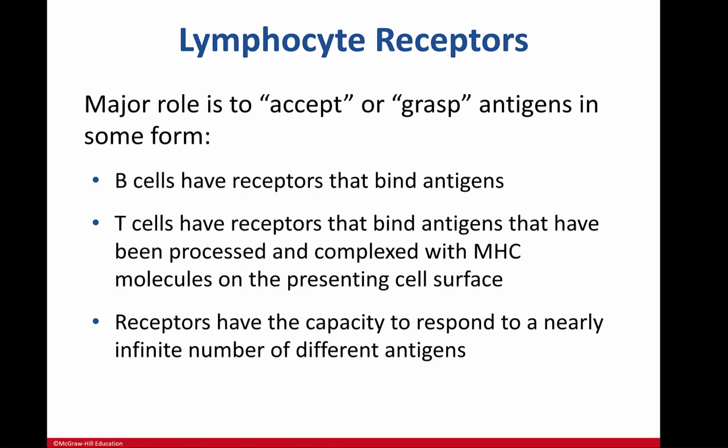B cells have receptors that bind antigens. T cells have receptors that bind antigens that have been processed and complexed with the MHC. Only the T cells are complexed with the major histos, okay, not the B cells. The B cells don't even get turned on until a T cell tells them, and the T cells have already seen these, they've been blessed and know that everything is okay. They've gone through the security check, and they're authorized to turn the B cells on, if that makes sense to you. Receptors have the capacity to respond to nearly an infinite number of different antigens.